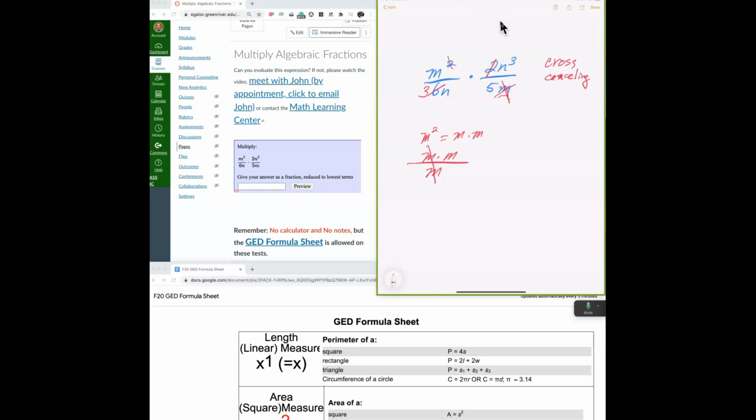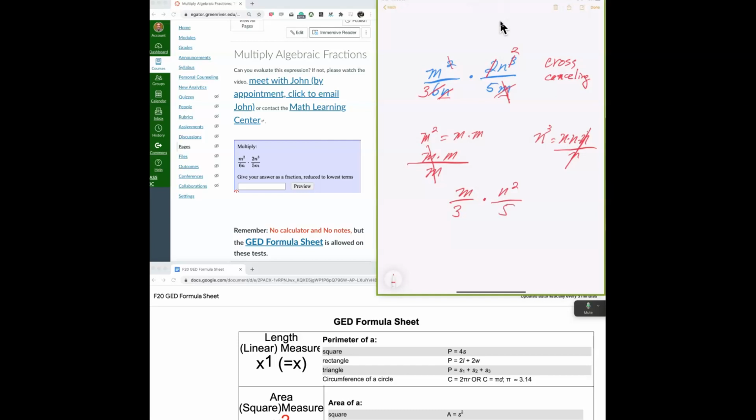And you may have noticed we have n cubed, which is n times n times n, in the numerator. And then over here in the denominator, we have another n. So we can cross out one n, and that leaves n times n, which is n squared. So we get rid of this n. It becomes 1. It takes away one of these n's and leaves a 2. So now we can rewrite this as m over 3 times n squared over 5.